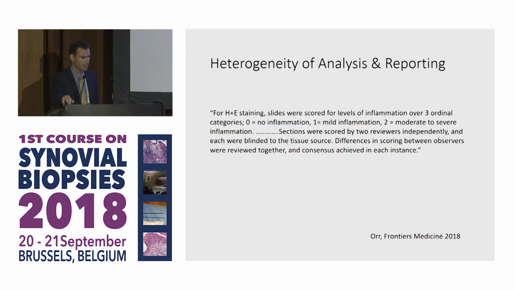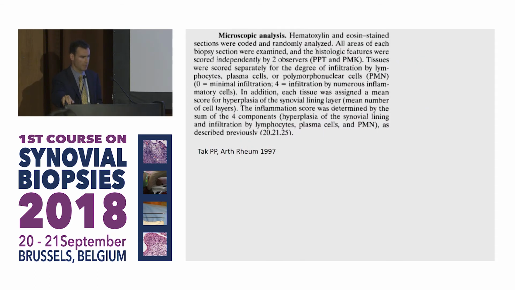The situation is similar when it comes to immunohistochemistry. Dating back to 1997 at one of Paul Peter Tack's presentations, extraordinary efforts have been made in this paper to try and accurately depict scores for immunohistochemistry. And as you can see, they have a semi-quantitative score there, but they also add scoring for hyperplasia of the synovial lining layer, and then a separate inflammation score. And it's the sum of these that ends up giving a total inflammation score.